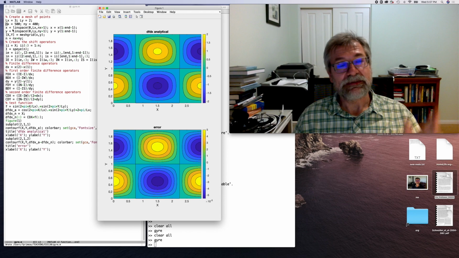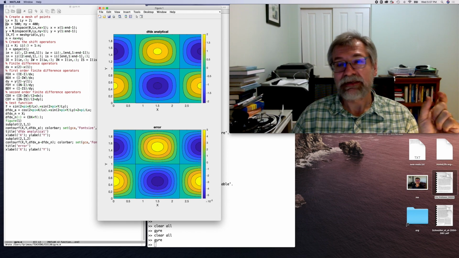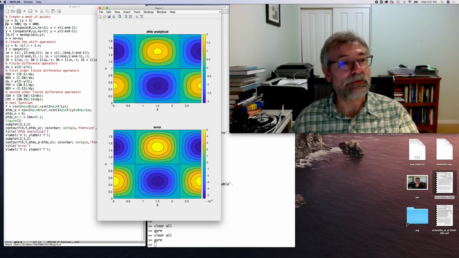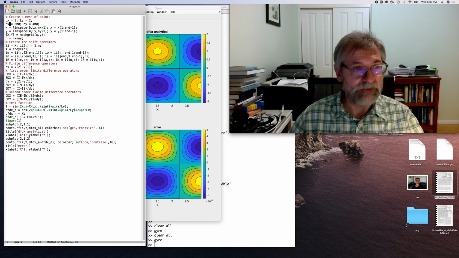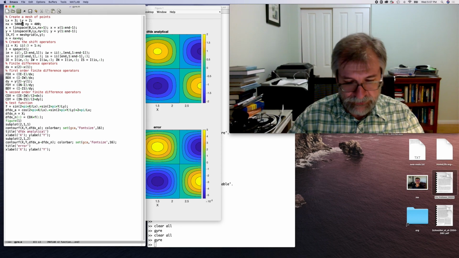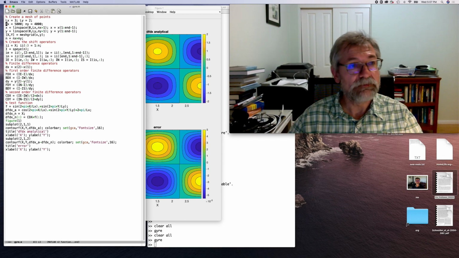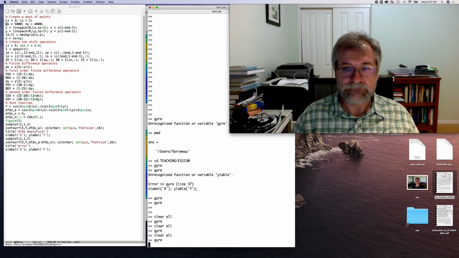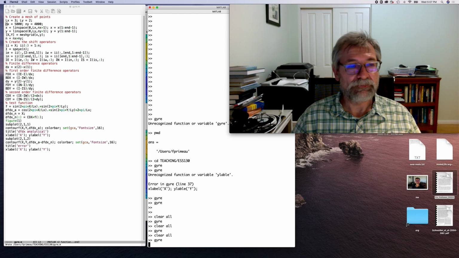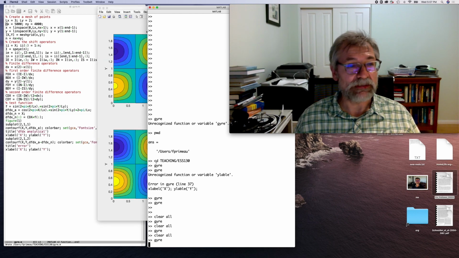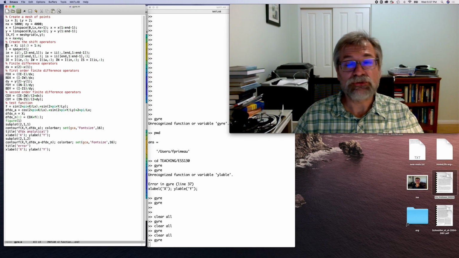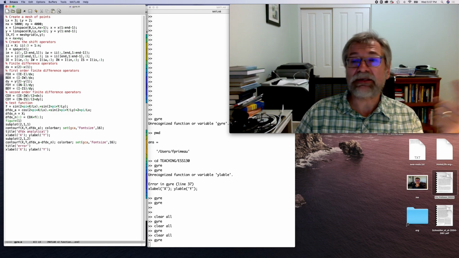So we've decreased the mesh by a factor of 10, and the error has decreased by a factor of 100, so divide by 100. And we can even go to the higher one, to 5,000, just to convince you that it is indeed decreasing quadratically. Clear all, gyre. While that's calculating, we can go back to our code and change the code so we can do second derivatives.